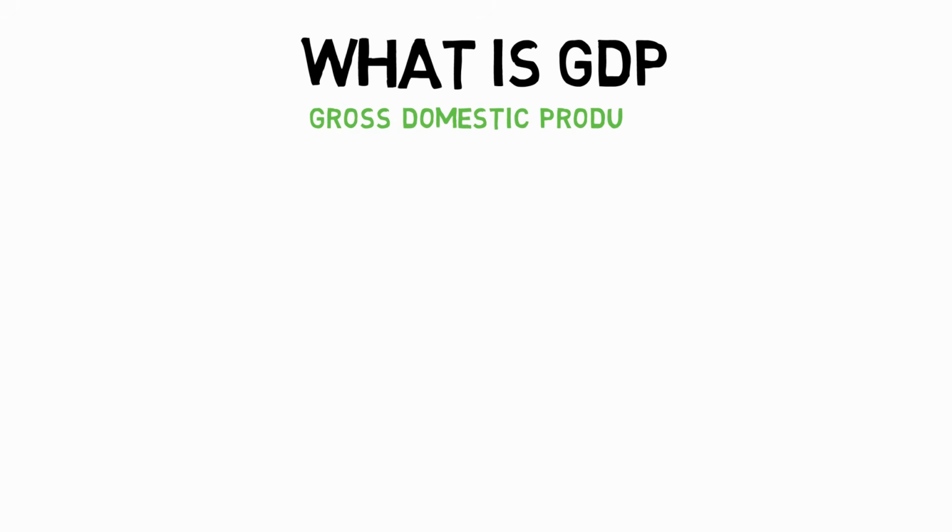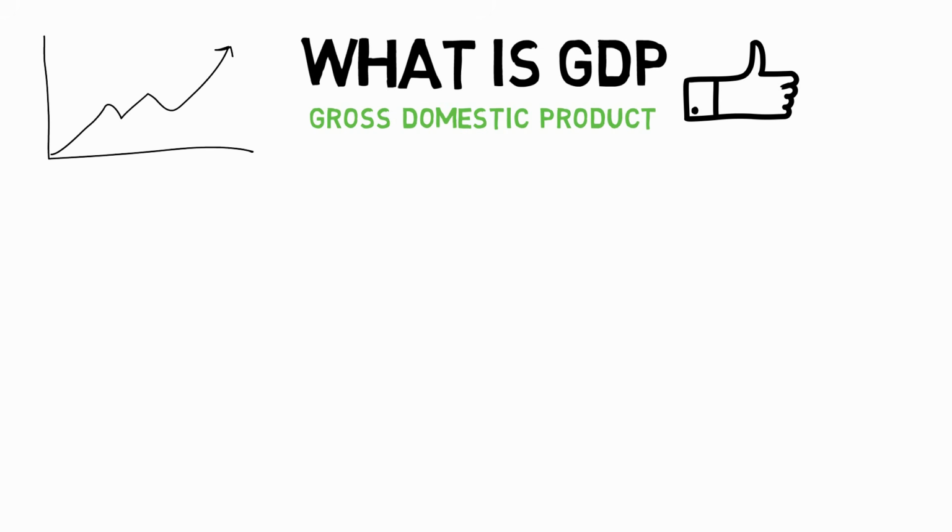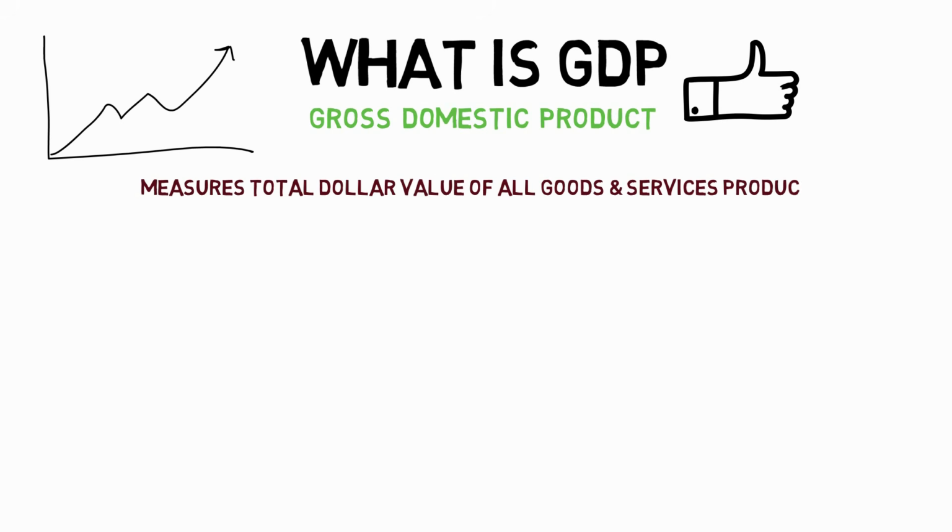What is GDP and why is it important? GDP is short for Gross Domestic Product. GDP is one of the most important economic indicators that's used to determine the health of a country's economy. What GDP does is it measures the total dollar value of all goods and services produced over a period of time, most commonly monthly, quarterly, or annually.